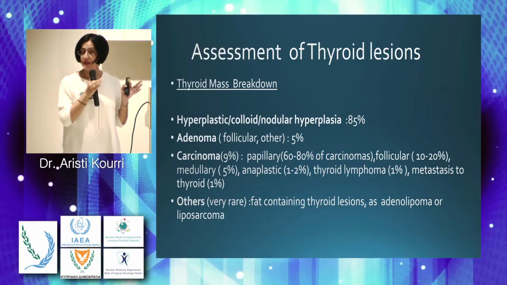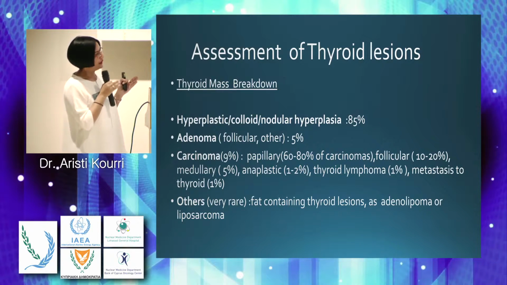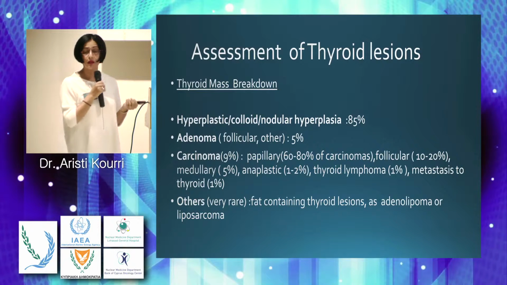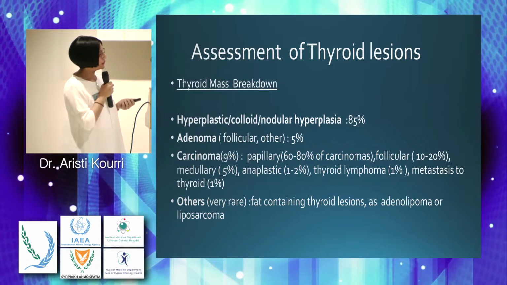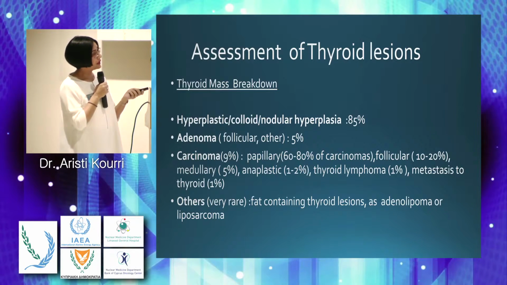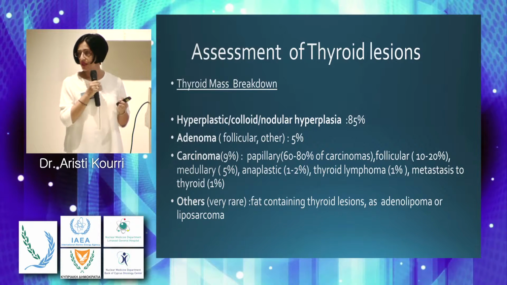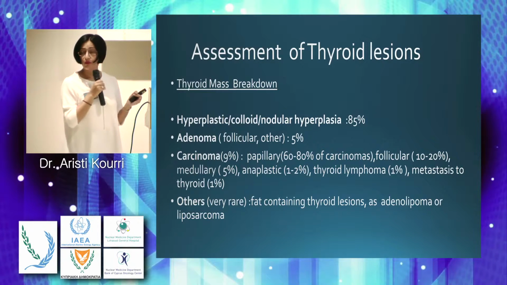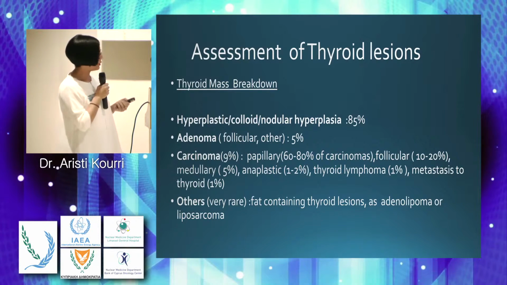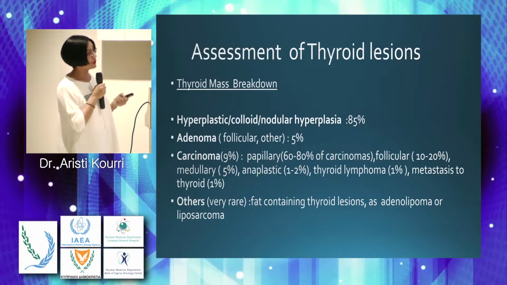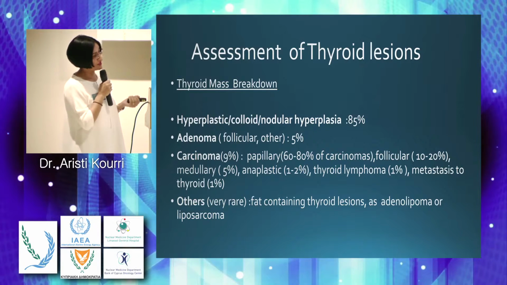If we do a thyroid mass breakdown, we'll see that the majority of the lesions are benign. And 85% are hyperplastic colloid or nodular hyperplasia. Another 5% is due to adenomas. And carcinoma accounts for less than 10% of the lesions of the thyroid, with the papillary and follicular making up 80 to 90% of the carcinomas of the thyroid. This is very good for us because they are the least aggressive of the carcinomas of the thyroid. The most aggressive is the anaplastic, which accounts only for 1 to 2% of all carcinomas, which means only 1% of thyroid lesions.